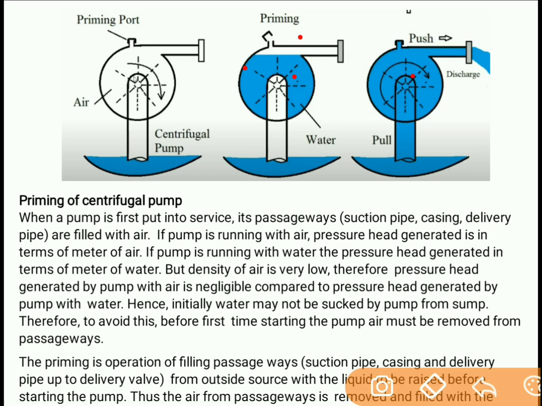So when the impeller starts rotating, it will generate the push force, and because of this push force, the pull force will get generated. And this way, these centrifugal pumps will be in normal operation. So when the pump is operated for the very first time, we need to remove the air from the pump, and the method to remove the air from the pump is nothing but priming. So priming is an operation of filling the passageway from the outside source with the liquid which is to be raised before starting the pump. Thus, the air from the passageway is removed and it is filled with water.